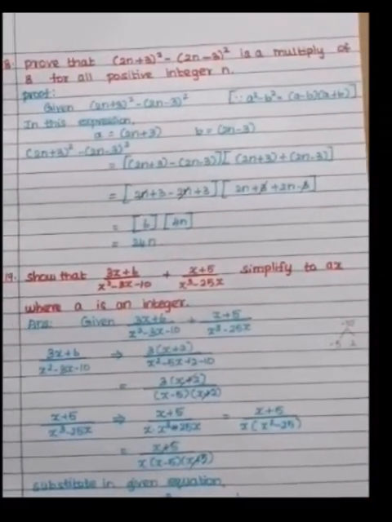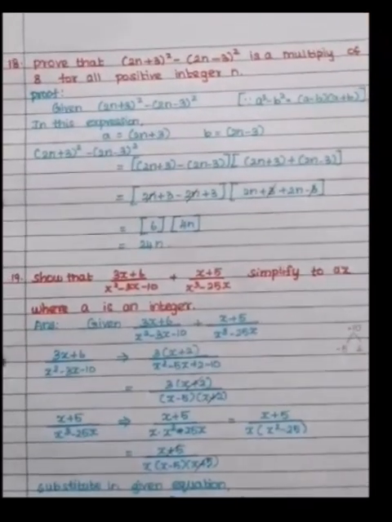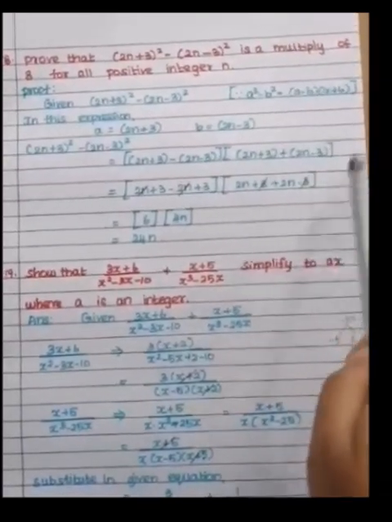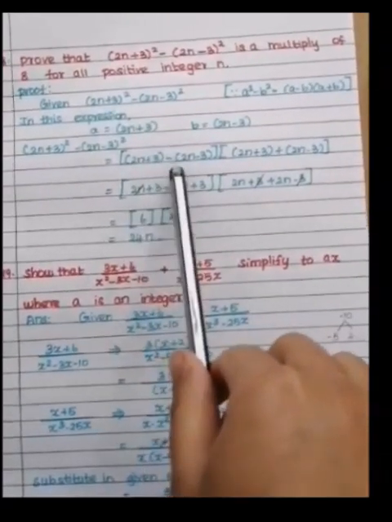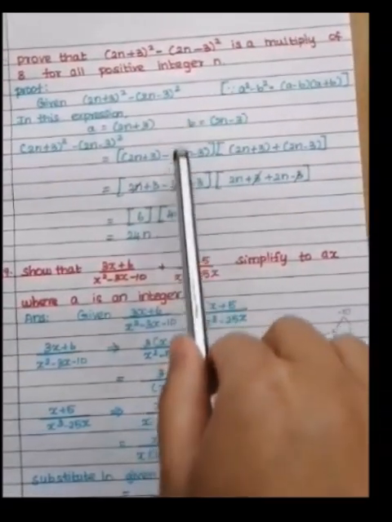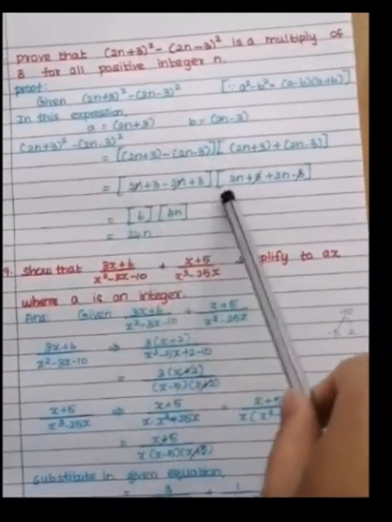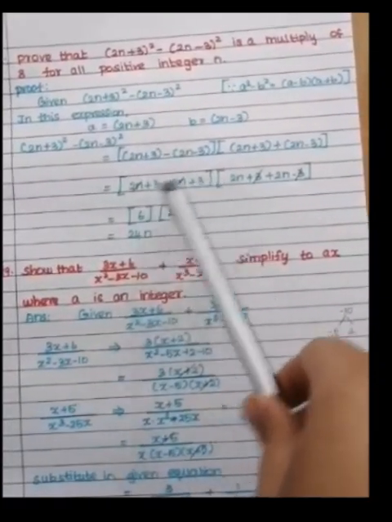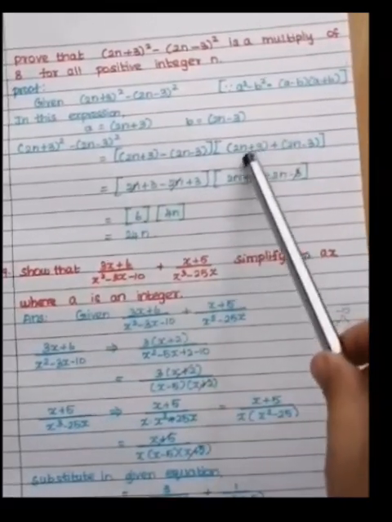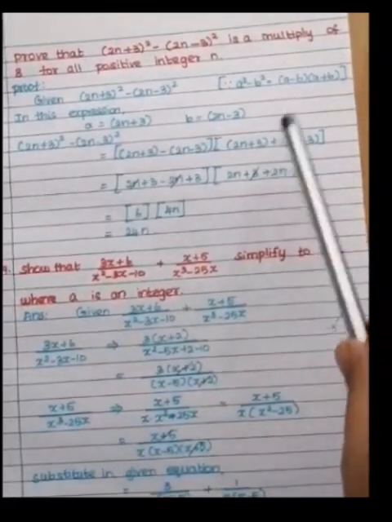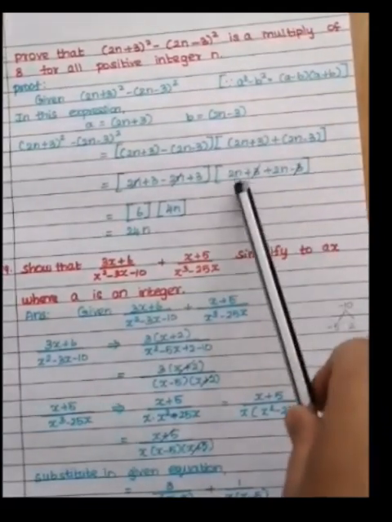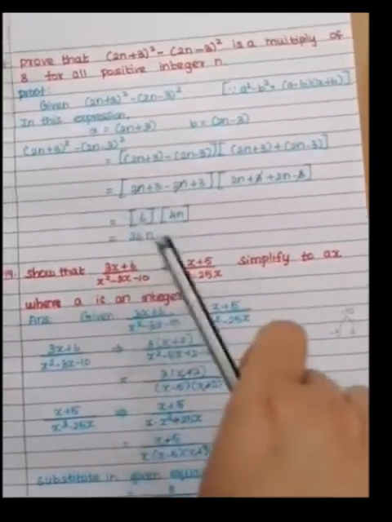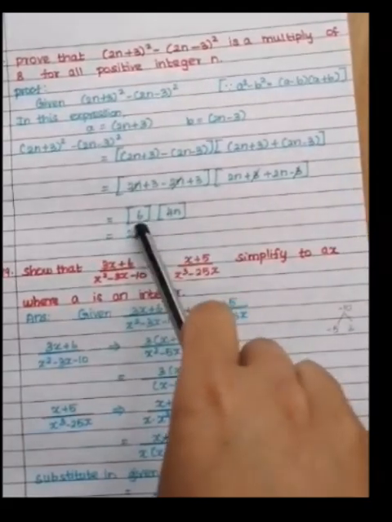So 2n plus 3 minus 2n minus 3, and 2n plus 3 plus 2n minus 3. We have to expand the bracket. 2n plus 3 minus 2n plus 3: 2n cancels, 3 plus 3 is 6. Similarly 2n plus 3 plus 2n minus 3, the 3 and minus 3 cancel. 2n plus 2n is equal to 4n. Multiply both, and we get 4 times 6, which is 24n.